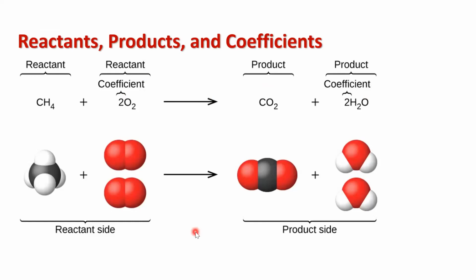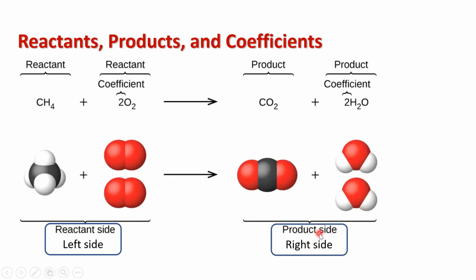So when we talk about the reactants, they are on the left-hand side of the reaction. Okay, they're the things that react together. And the products are on the right-hand side. So in this case, we've got CH4 reacting with O2. So those are our reactants. And we're going to produce CO2 and H2O. Those are our products.